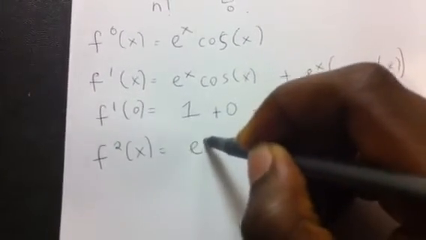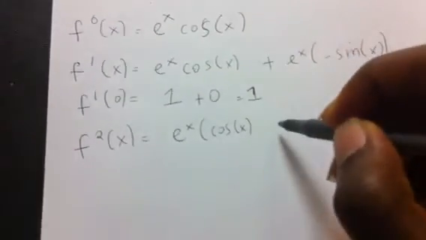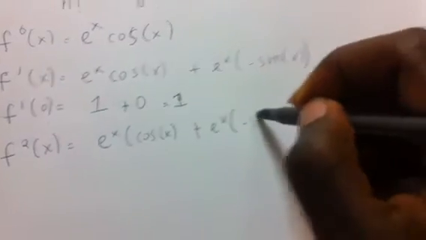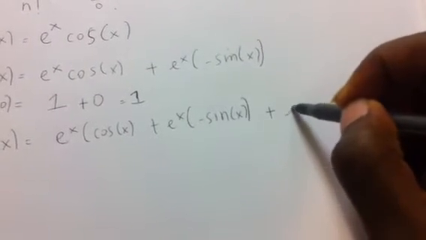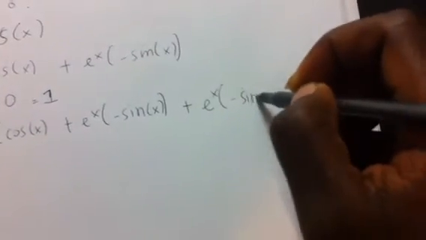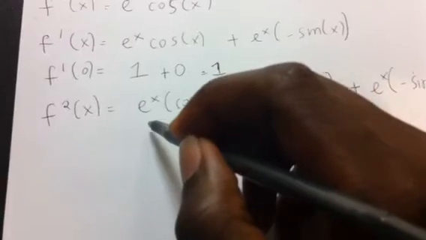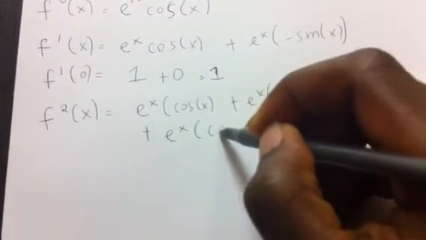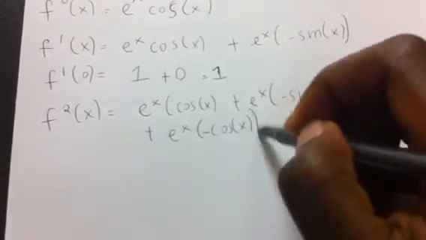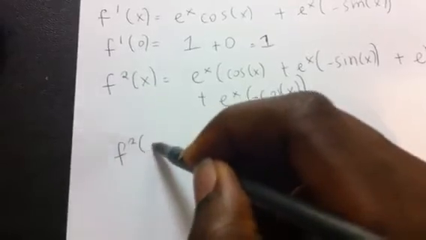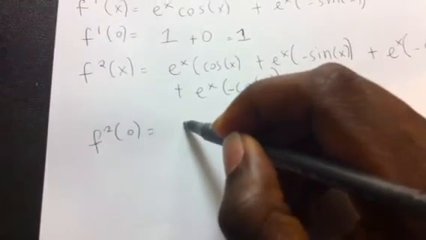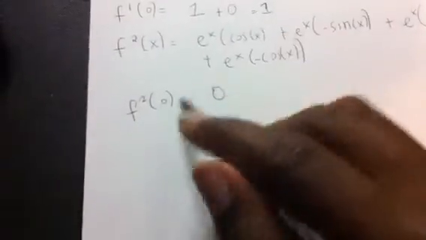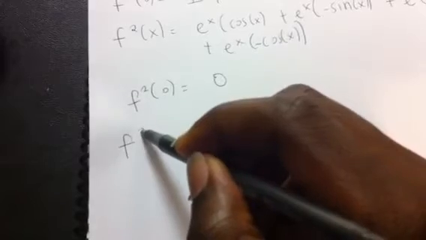What do we get? For that, we get e to the x cosine x plus e to the x negative sine x. And you can go through and check all these derivatives later just to make sure that they're correct. Then e to the x negative sine of x plus e to the x negative cosine x. And now if we plug in 0, what do we get? We should end up with 0 for the second coefficient there.